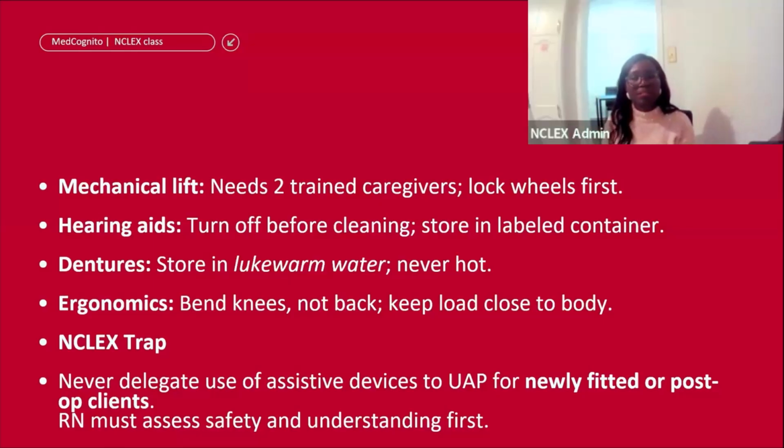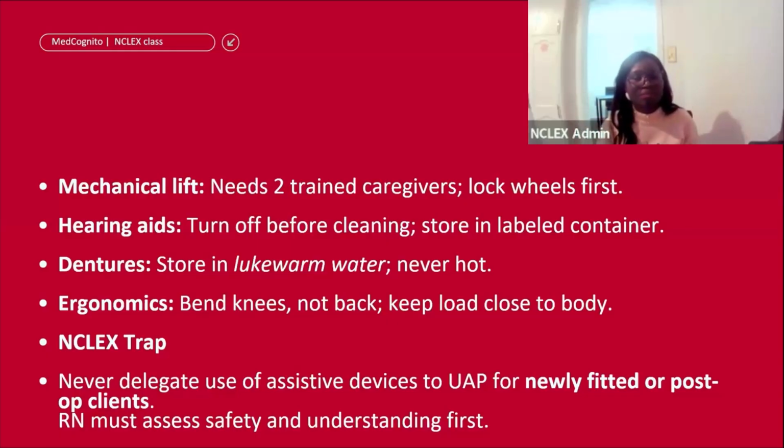Then ergonomics: bend knees, not the back. You keep the load close to the body. So if you have to pick a heavy object, you bend on the knees to pick it, not bending on your back. And then you have to keep the load close to your body as much as possible, because you want to release the pressure on your spine. So it's important to watch out for this trap. You don't fall for it.